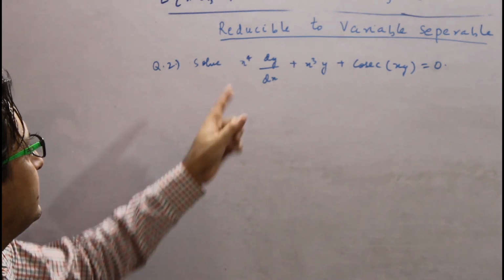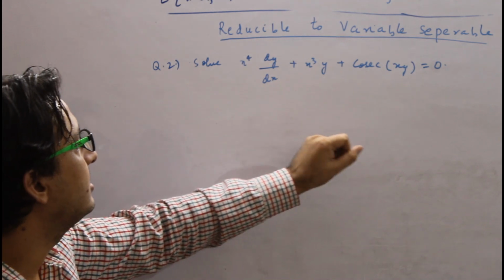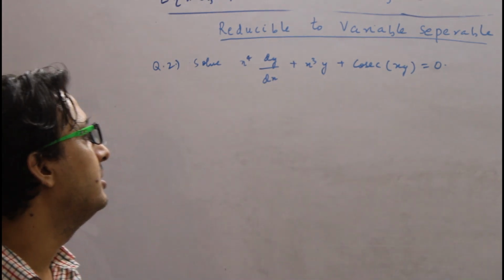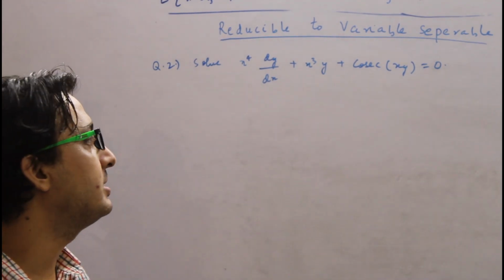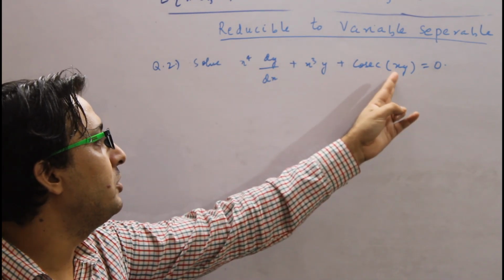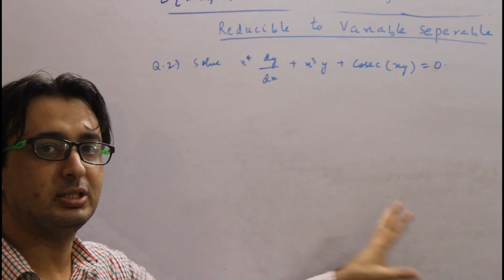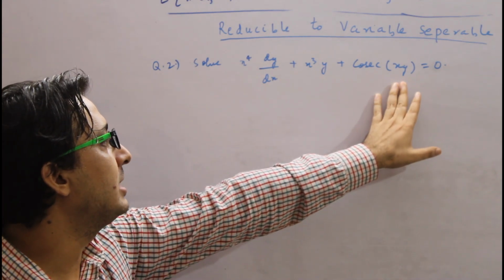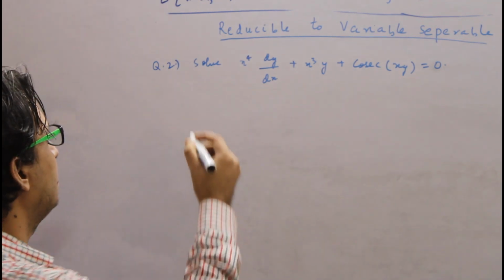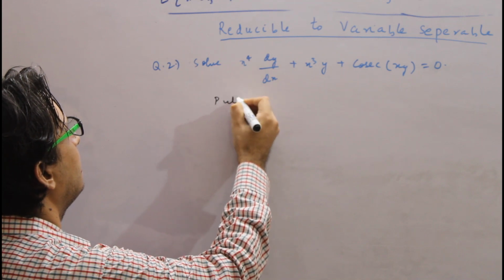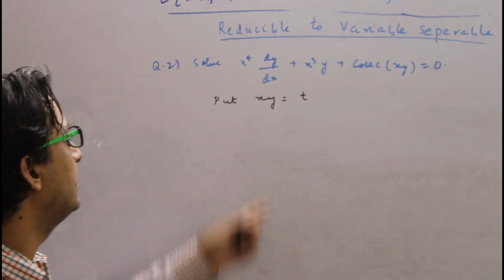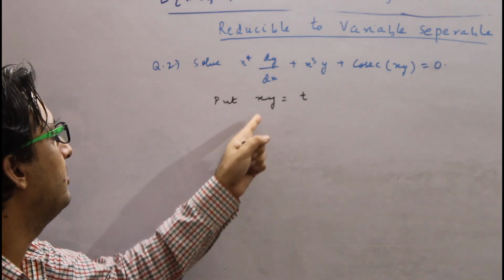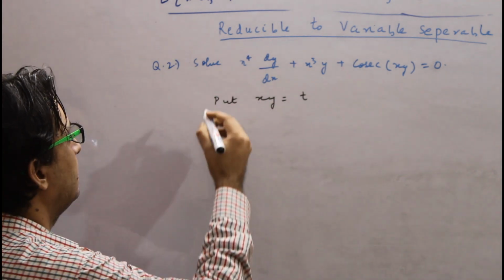And here we can see x and y. So we can ask the question, can we reduce it to variable separable? If we put xy equal to some other variable, say t, then we are going to differentiate it.